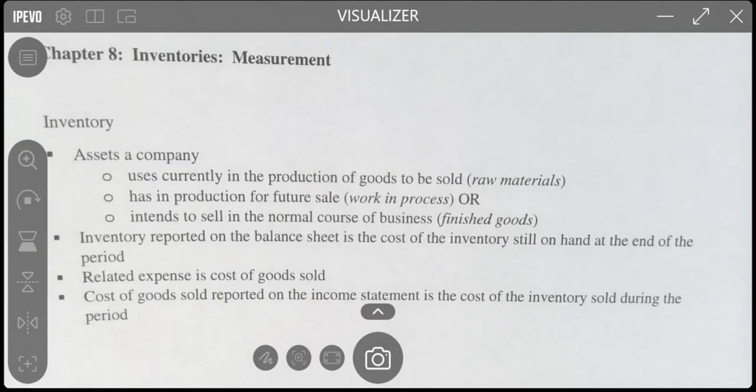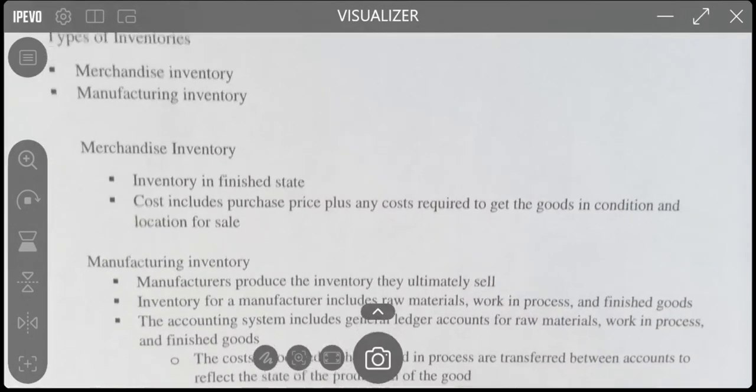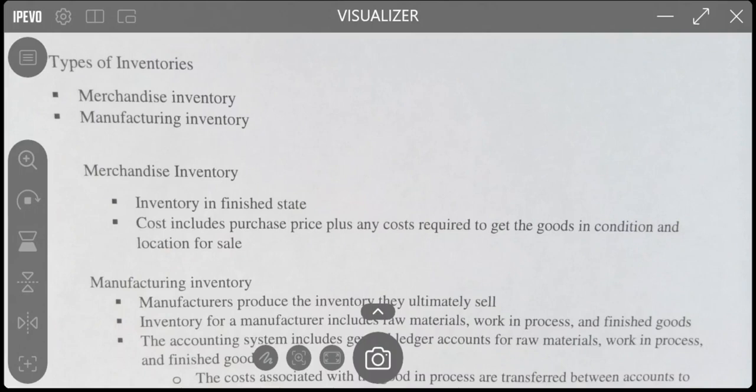Inventory is reported on the balance sheet. The inventory amount reported on the balance sheet is the cost of inventory still on hand at the end of the period. The related expense to inventory is cost of goods sold. The amount of cost of goods sold reported on the income statement is the cost of the inventory sold during the period. So you take every unit you sold and we expense what it cost the company to ready that inventory unit for sale. There's two types of inventory: merchandise inventory and manufacturing inventory.